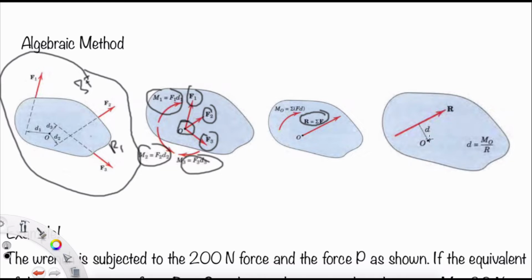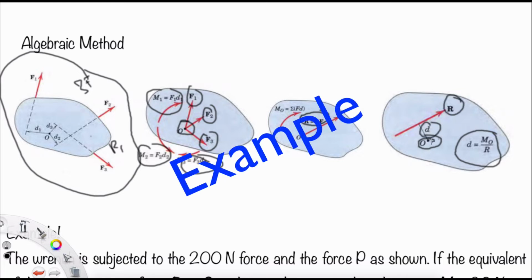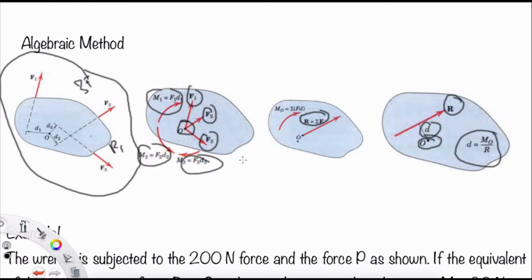And what if you want to know the distance from point O to this resultant? We can use this equation: the distance comes from the moment at point O divided by the resultant. So if you have the moment at point O, divided by the resultant, we will get the distance from point O to the resultant of force.